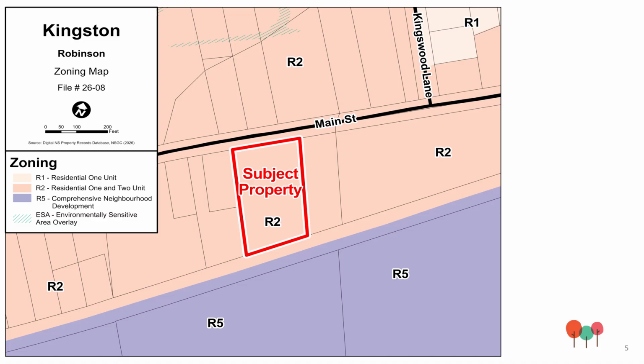And so this is a map showing the zoning of the general area. The subject property and the majority of the surrounding area is also within the residential 1 and 2 unit R2 zone, and properties to the south are within the comprehensive neighborhood development R5 zone. The uses of the area are similarly residential, and the rails to trails is the parcel along the rear lot line of the subject site.